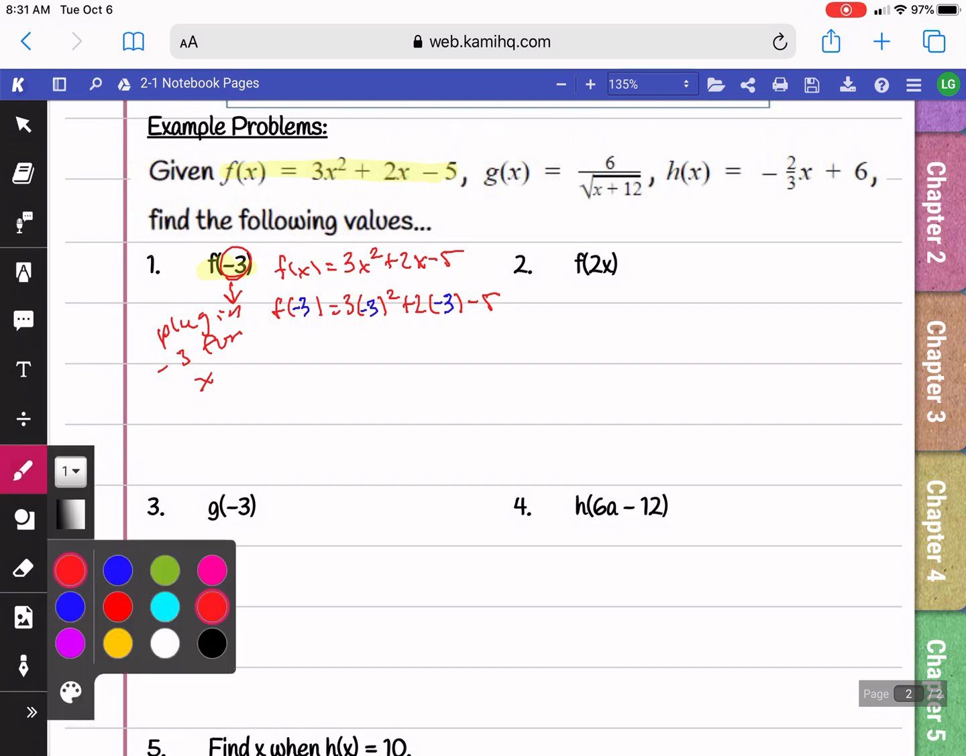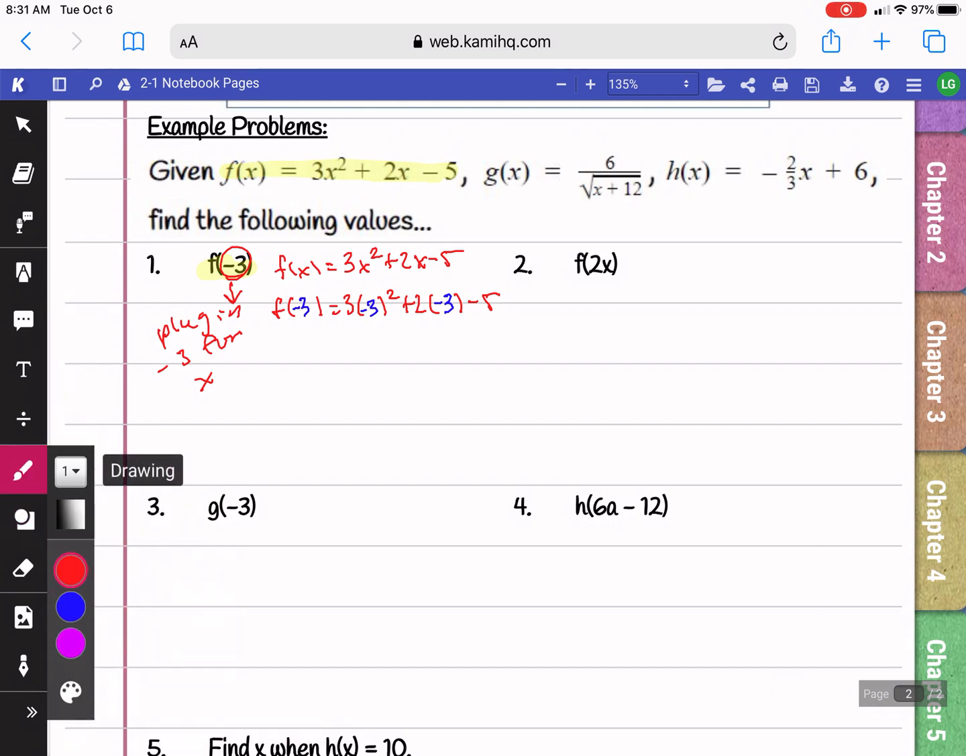Now I can start to work it out using PEMDAS. Negative 3 squared is negative 3 times negative 3, or 9. 3 times 9 is 27. 2 times negative 3 is negative 6. So I have 27 minus 6 minus 5. 27 minus 6 is 21. If you subtract 5, you get 16 as your answer. So f of negative 3 is equal to 16.